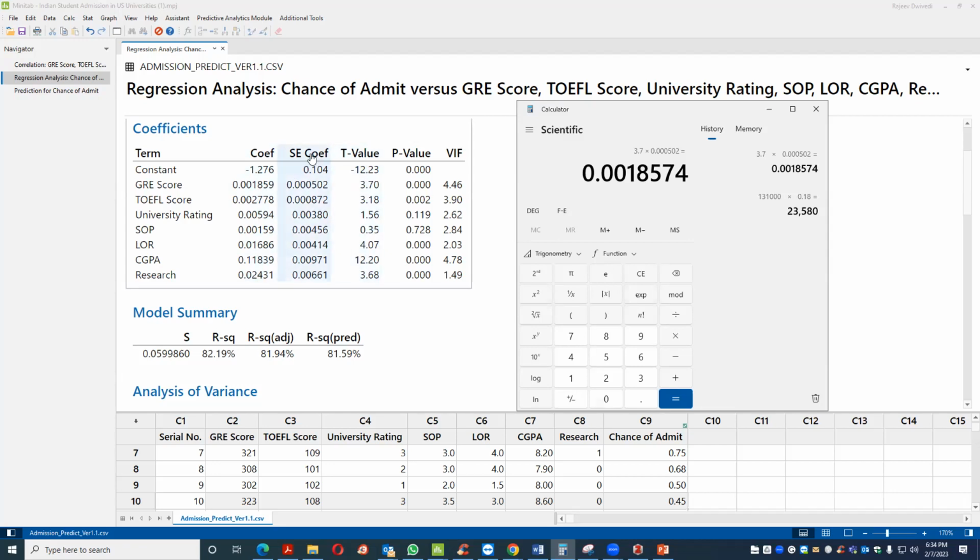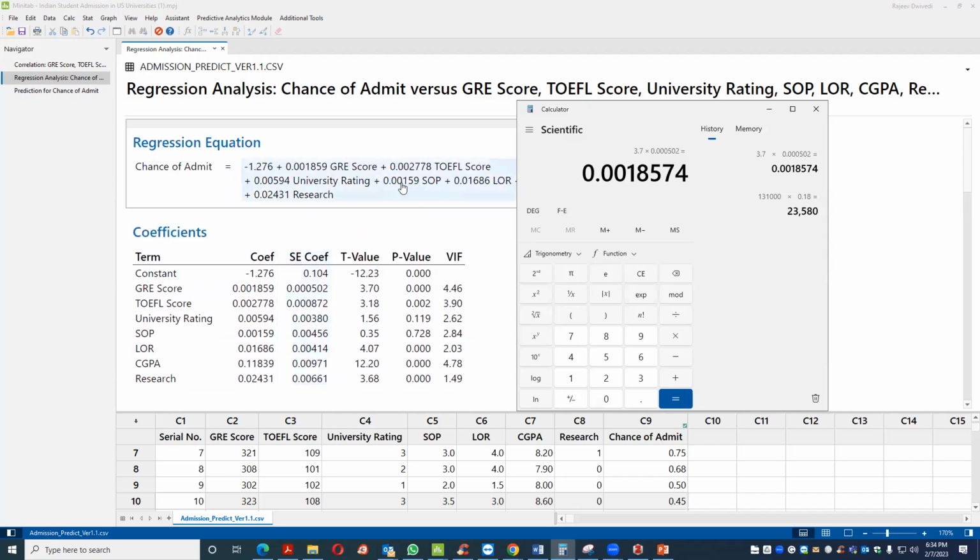T-value times the standard error of the coefficient gives you the coefficient. For example, where is 0.0018? Yes, this is the GRE score, 0.001859. How do we get it? The t-value multiplied by the standard error of the coefficient gives you the coefficient.